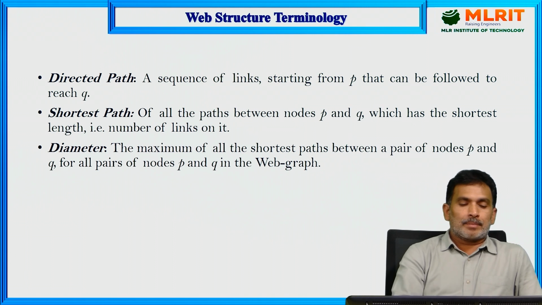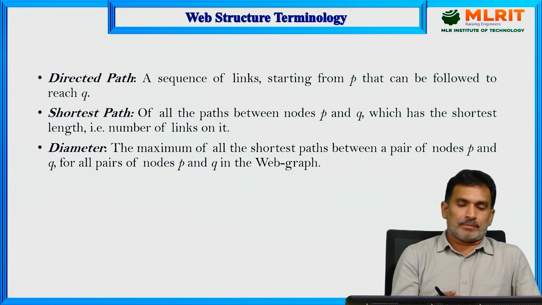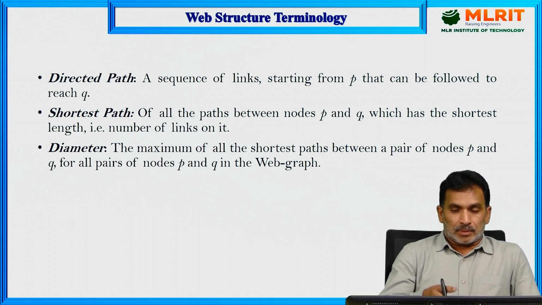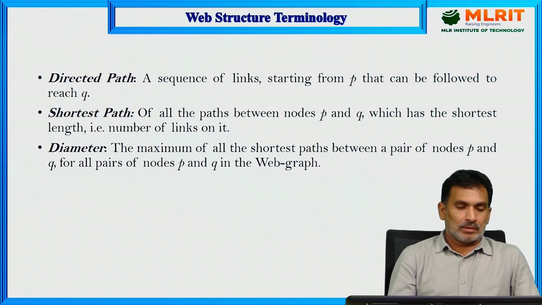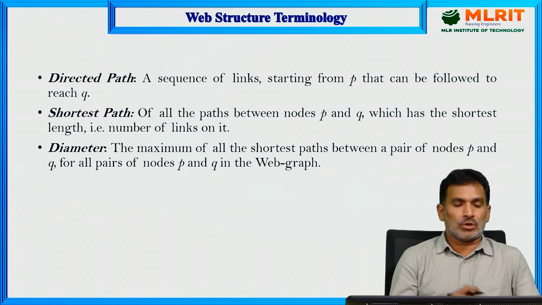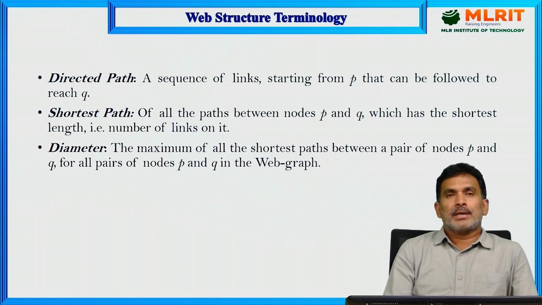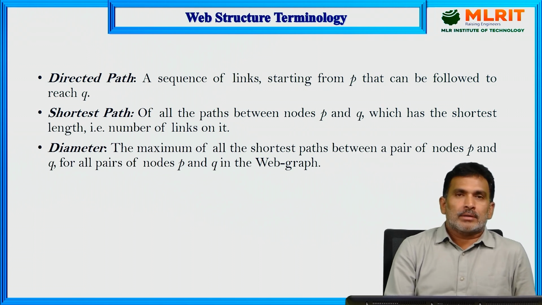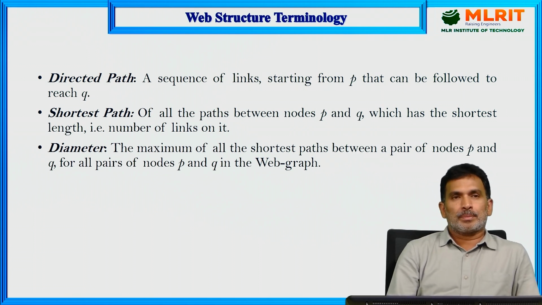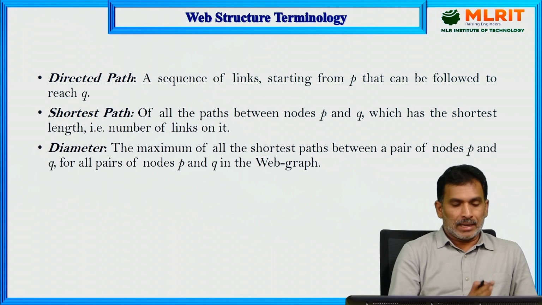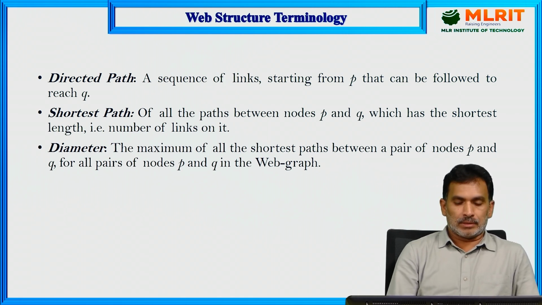A directed path is a sequence of links starting from P that can be followed to reach another node Q. Next, the shortest path: of all the paths between the nodes P and Q, the one which has the shortest length, that is, the fewest links on it. Next, diameter: the maximum of all the shortest paths between a pair of nodes P and Q, for all pairs of nodes P and Q in the web graph.